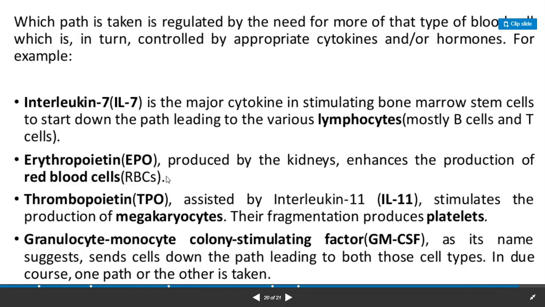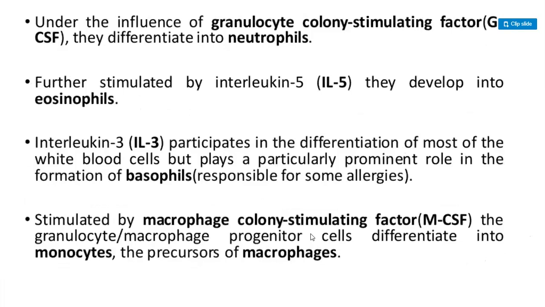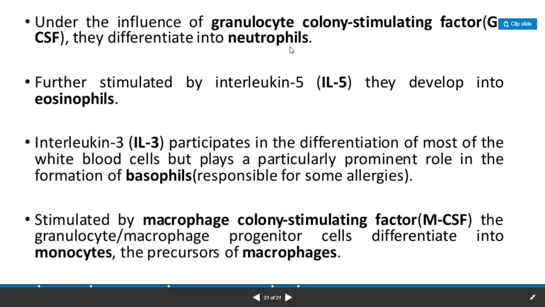Erythropoietin, as we said, stimulates red blood cell production and is produced by the kidney. Thrombopoietin, assisted by interleukin 11, stimulates production of megakaryocytes, and their fragmentation produces platelets. And then the GM-CSF, the colony stimulating factor for granulocyte and monocyte, leads to the production of granulocyte and monocyte, as we already said. Then they differentiate into neutrophil, and then interleukin 5 develops into eosinophils.